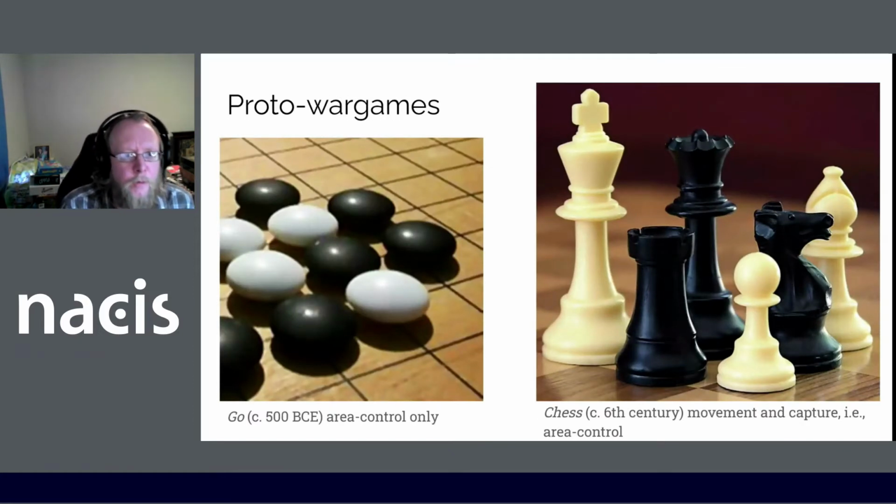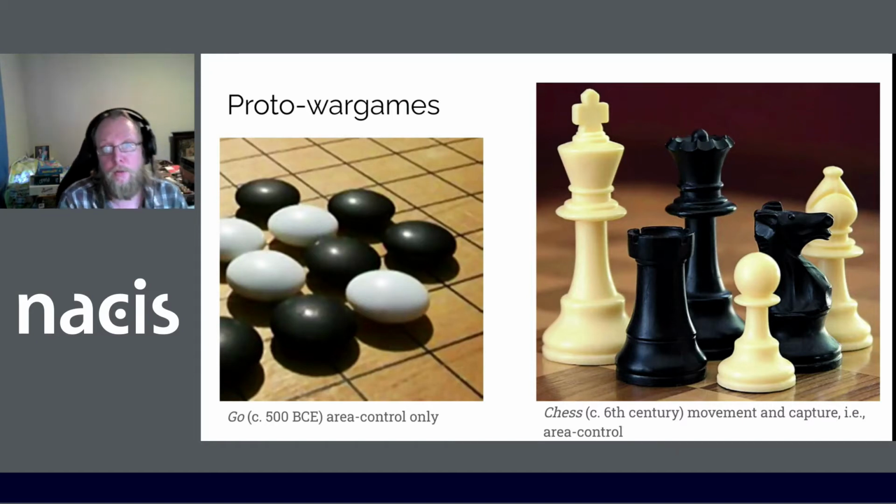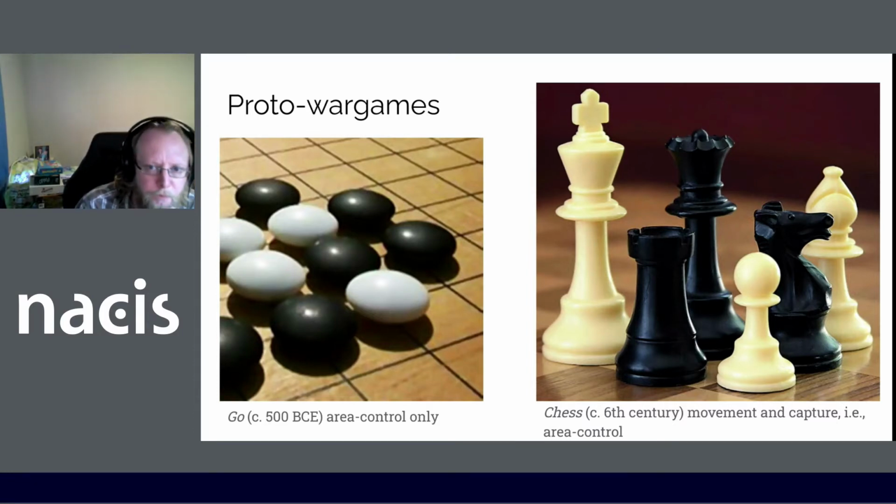So we're going to spend a little bit of time talking about war games and their influence. These are kind of proto-war games. They're all about movement and position. Go is purely about position and area control, while in chess, the board regulates movement and area control. Both are based on a square grid, although it's worth noting that Go uses the intersections, not the spaces.